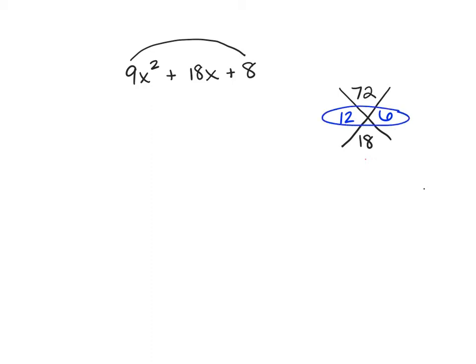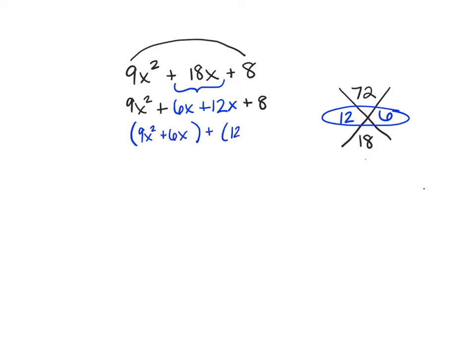So remember, we take these two numbers, the 12 and the 6, and we're going to rewrite the middle term as 6x plus 12x. Now we just bring down everything else, so the 9x squared plus the 6x plus 12x plus 8. And now we're breaking this into two groups, so 9x squared plus 6x in the first group, and then 12x plus 8 in the second group.